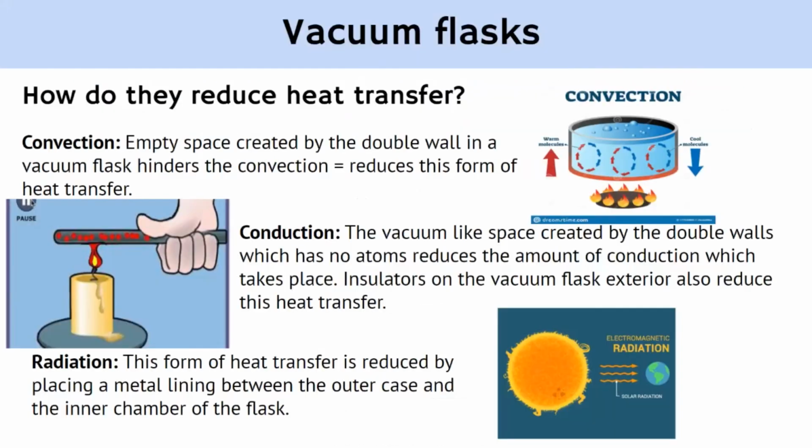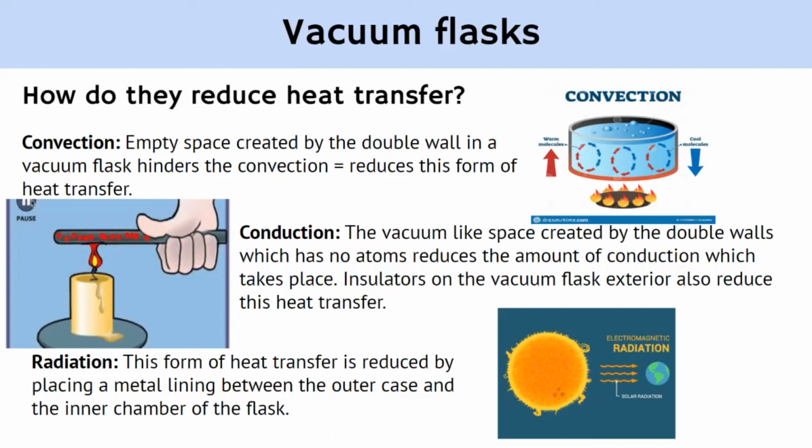Vacuum flasks. How do they reduce heat transfer? Convection: the empty space created by the double wall in a vacuum flask hinders convection. Conduction: the vacuum-like space created by the double walls, which has fewer atoms, reduces the amount of conduction which takes place. Insulators on the vacuum flask exterior also reduce this heat transfer.